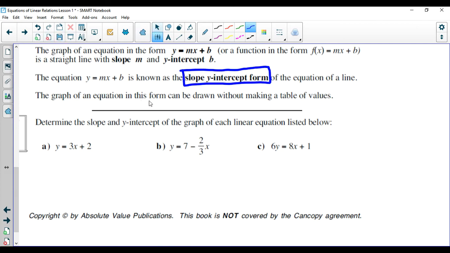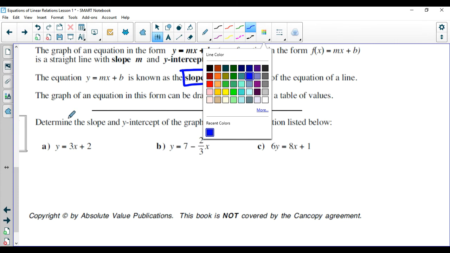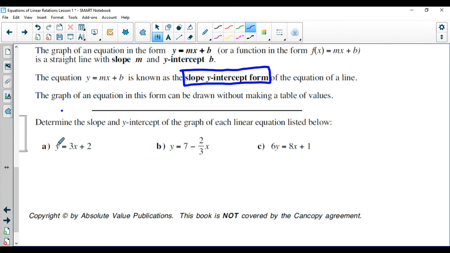Okay, so a couple of examples here. It says determine the slope and y-intercept of each one of these equations listed. The thing you should first of all ask yourself is, is it in the form y equals mx plus b? Because if it is, it's really easy to identify what the slope and the y-intercept are going to be equal to.